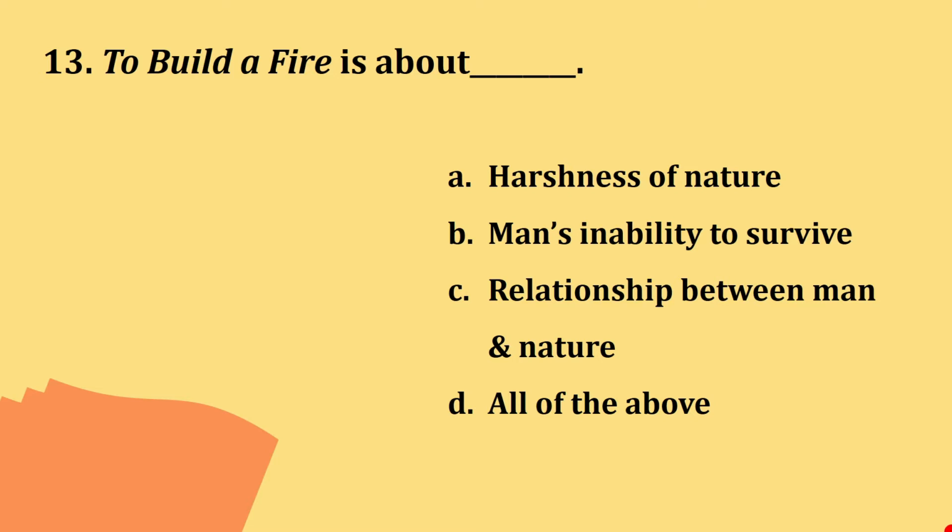Number 13, To Build a Fire is about A, harshness of nature, B, man's inability to survive, C, relationship between man and nature, and D, all of the above. And the correct option is D, all of the above.